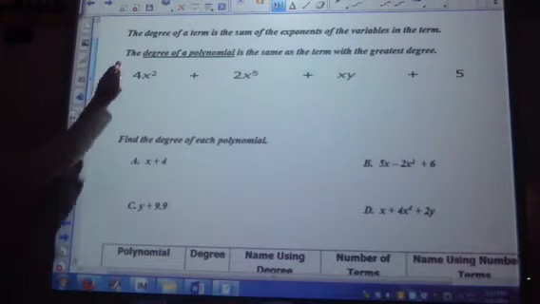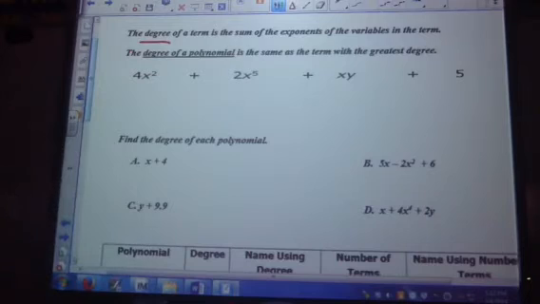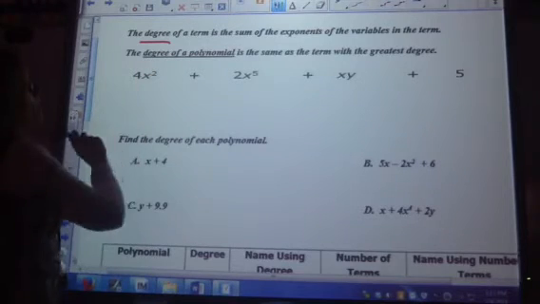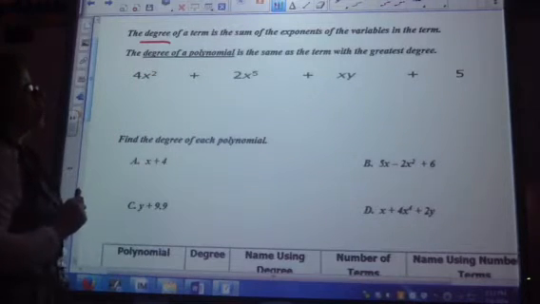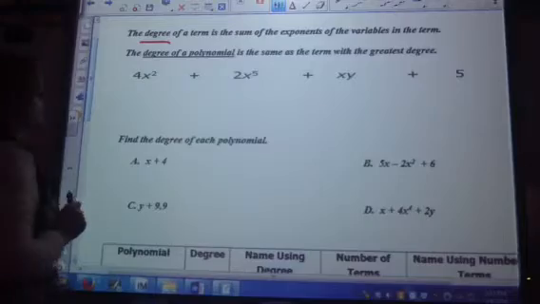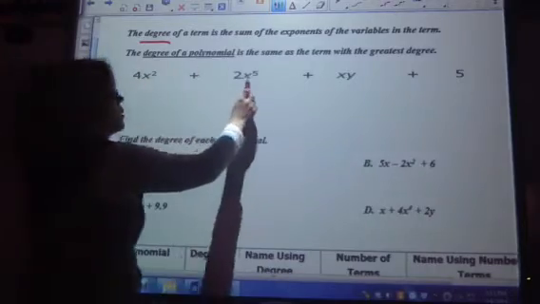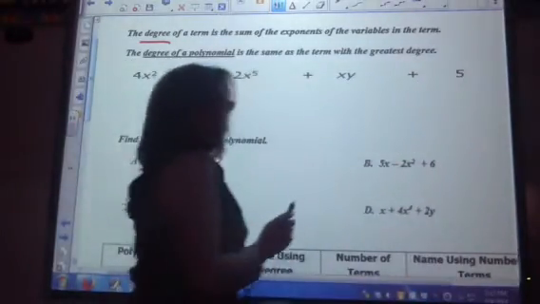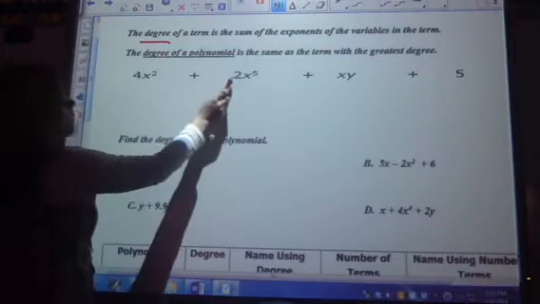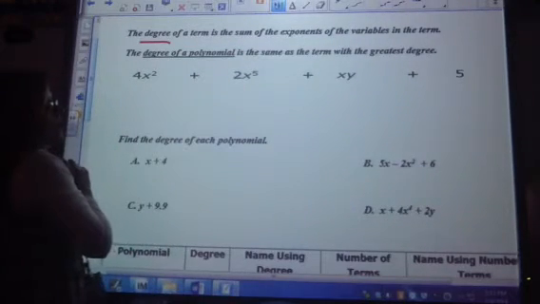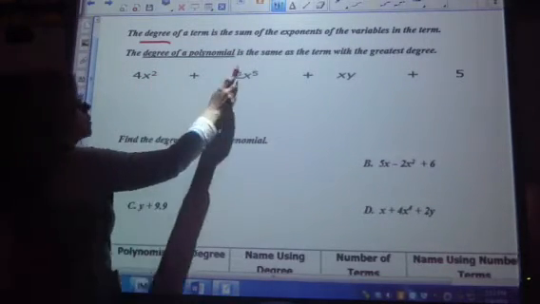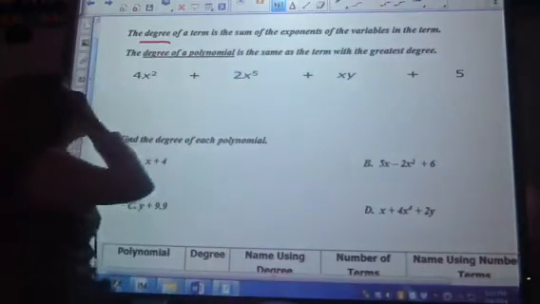Okay, the degree of a term is the sum of the exponents of the variables in each term. The degree of the polynomial is the same as the term with the greatest degree. Okay, so we've got 1, 2, 3, 4 different terms here. Remember, terms are separated by addition or subtraction signs. All of our exponents are whole numbers, so it is a polynomial.